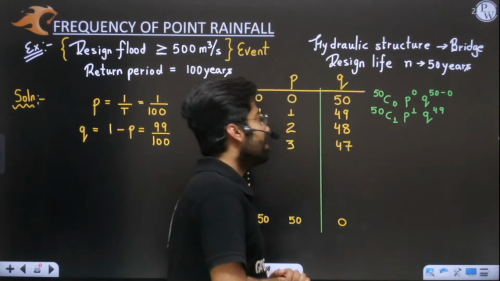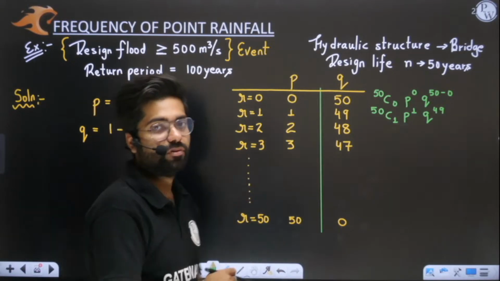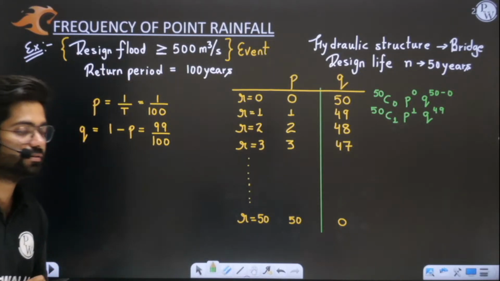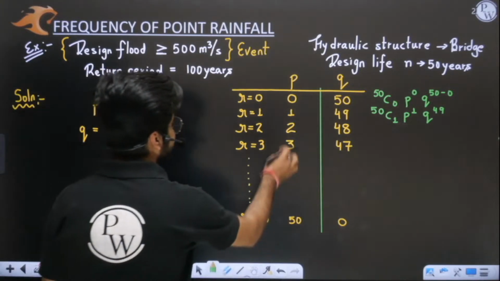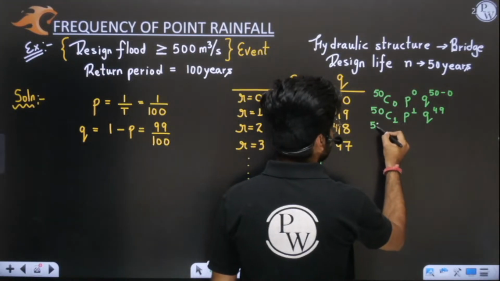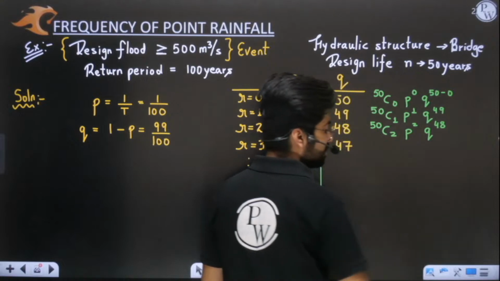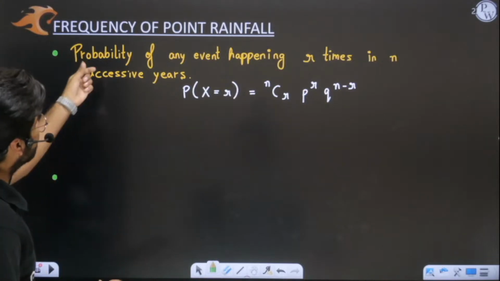Kindly comment yes. Now tell me, what is the probability that this flood occurs exactly 2 times out of 50 times? Can you guess it? What will the probability be if your flood has to occur exactly 2 times out of 50 times? Then the answer is, yes, you are guessing correctly: 50C2 P power 2 Q power 48. Perfect answer. Great.